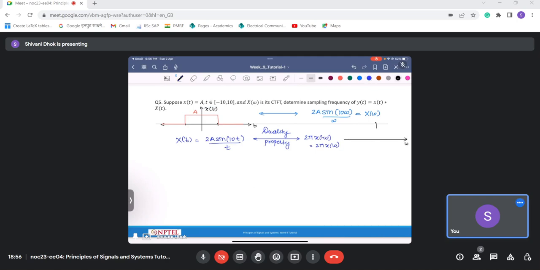So this is omega, something like this here. This is minus 10, this is 10. So again I'll have minus 10, 10, here something like this, and this will be 2 pi a. Now this y(t) is basically x(t) convolved with capital X(t), which means that Y(omega) is equal to x(t) multiplied by capital X(omega), multiplied by this factor, that is 2 pi.